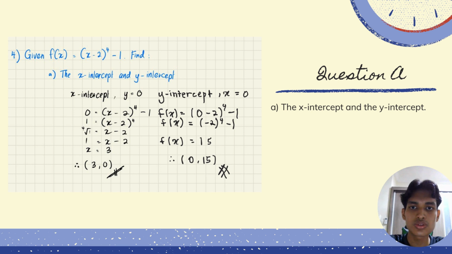So next we go to the y-intercept, thus x equal to 0. So f(0) equal to (0 minus 2) power of 4 minus 1. So we get f(0) equal to (negative 2) power of 4 minus 1, and we get f(0) equal to 15. So the coordinate for the y-intercept is (0, 15).